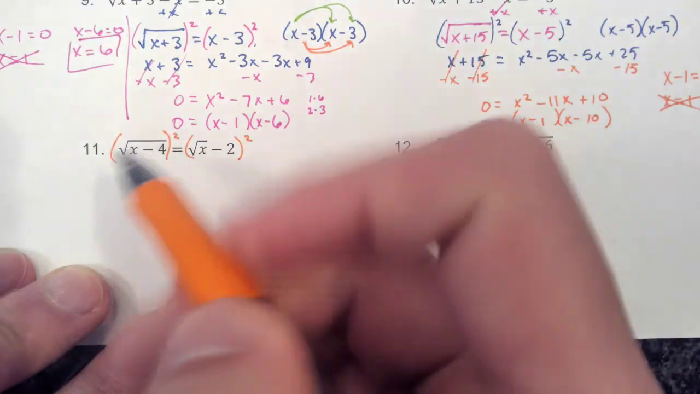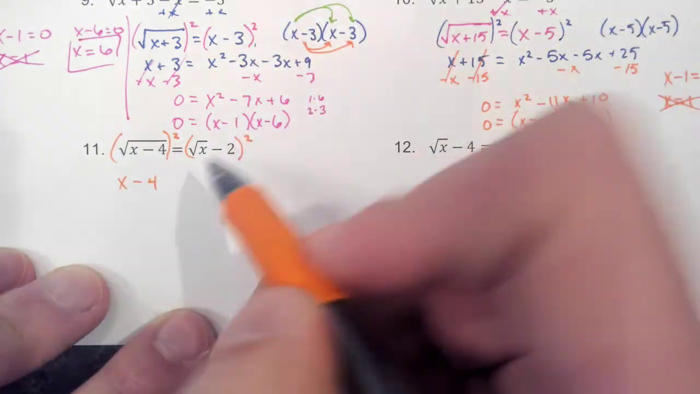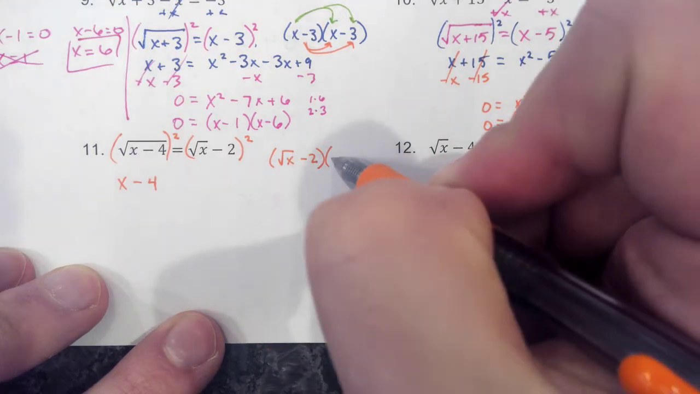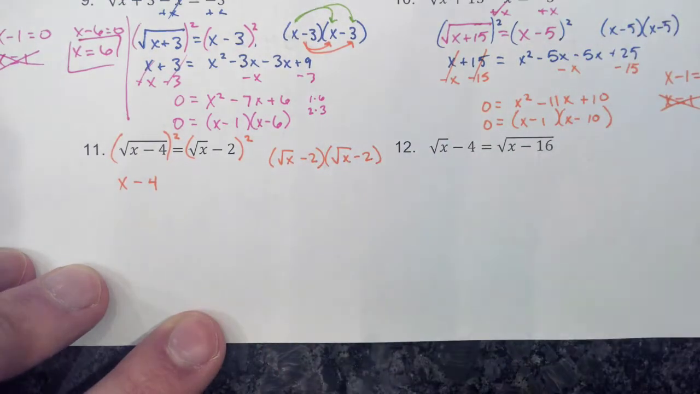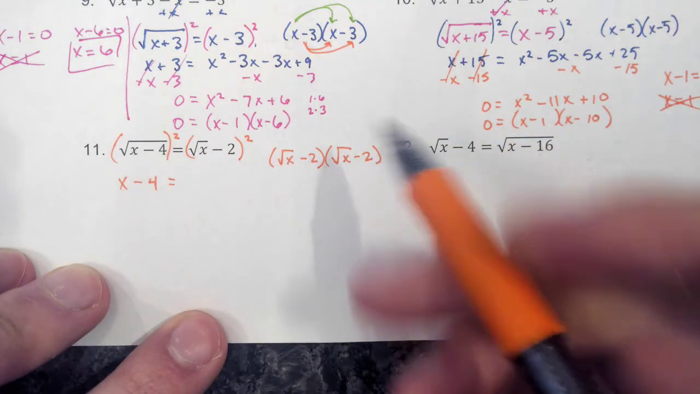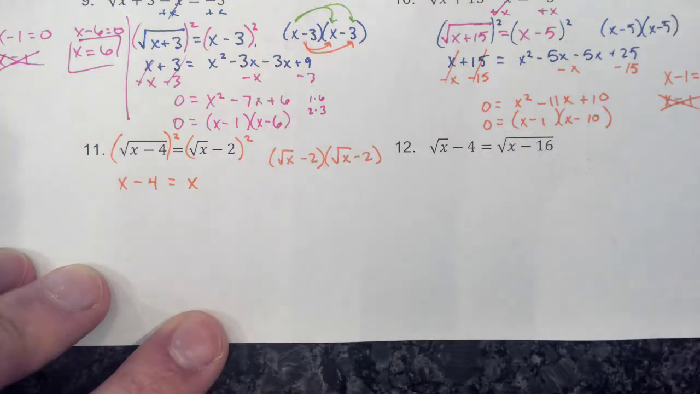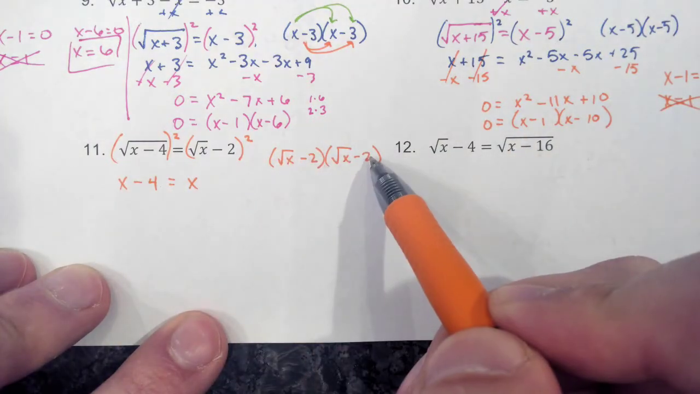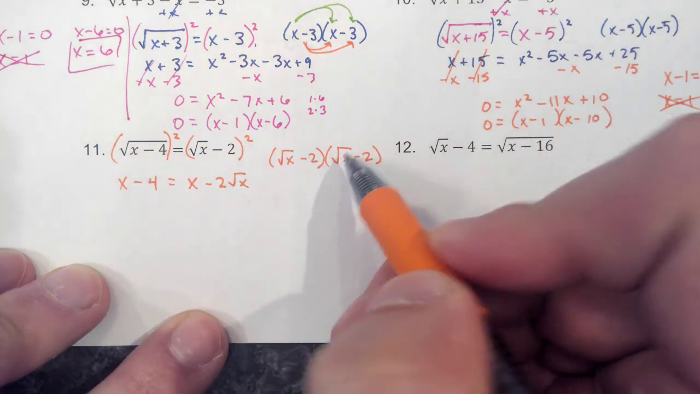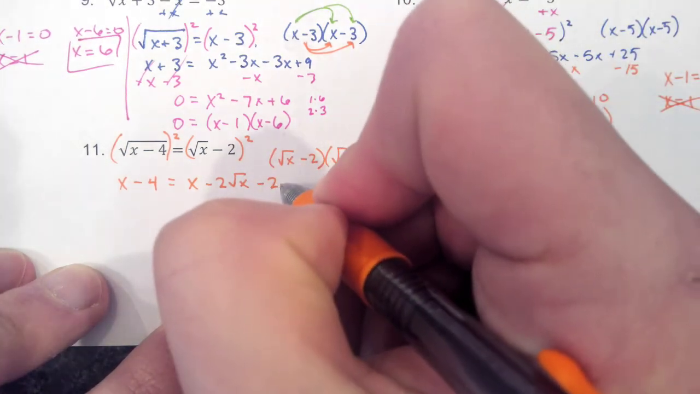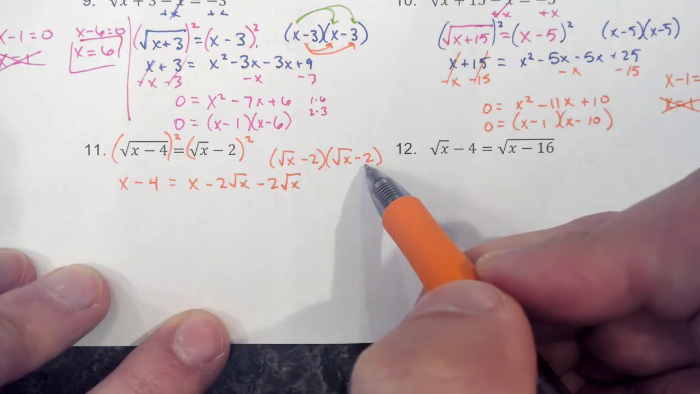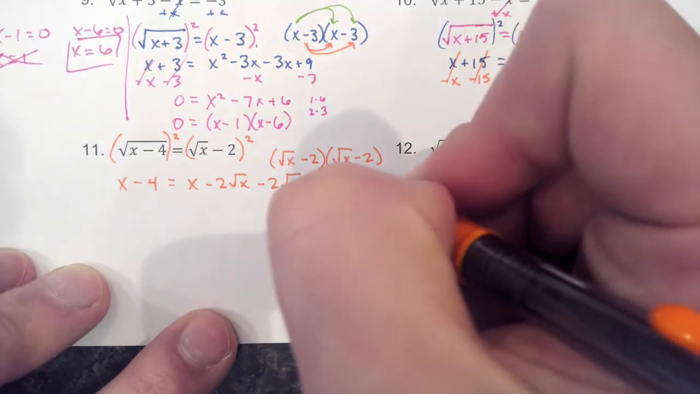That square and that square root will cancel, leaving me with x minus 4. This one we have to think of the square root of x minus 2 times the square root of x minus 2. It's got to be distributed. Okay, so what's the square root of x times the square root of x? That is x. What's the square root of x times negative 2? That's negative 2 square roots of x. What's negative 2 times the square root of x? Another negative 2 square roots of x. And then negative 2 times negative 2 is positive 4.